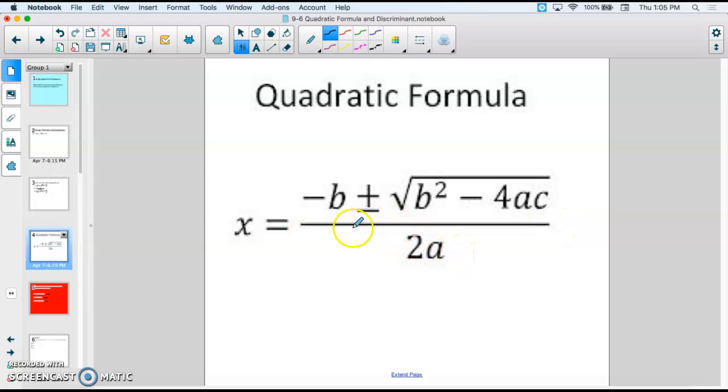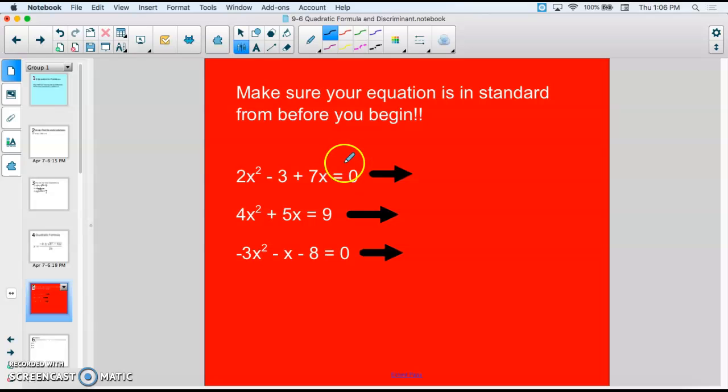Now, I know what you're thinking. Oh my gosh, how am I ever going to remember this? Repetition, repetition, repetition. I'm going to tell you right now, if you guys don't do the homework for this, there is no chance that you will be successful. Okay, you have to do the homework. You have to practice this concept. If you practice, it will become fairly simple and straightforward for you. All right, so our key here: we need to make sure our equation is in standard form before we begin.